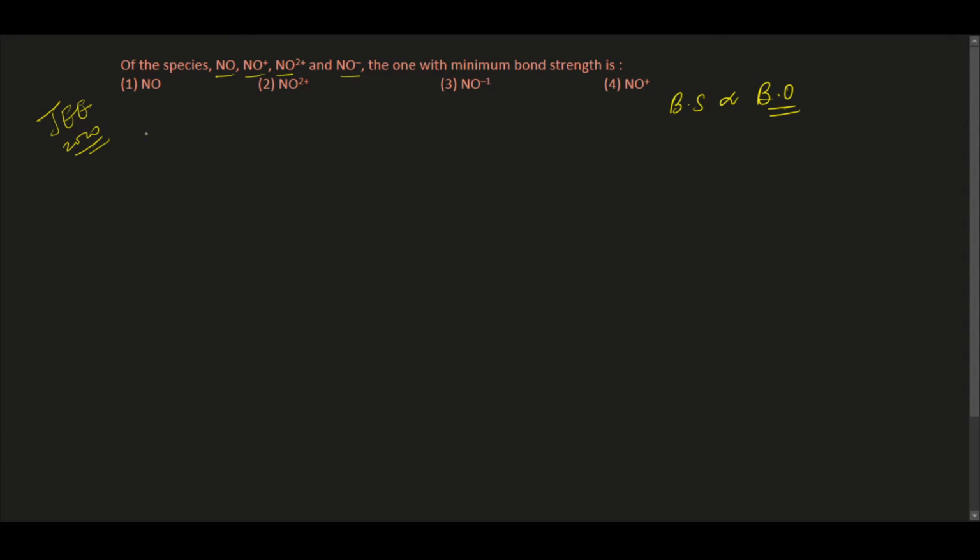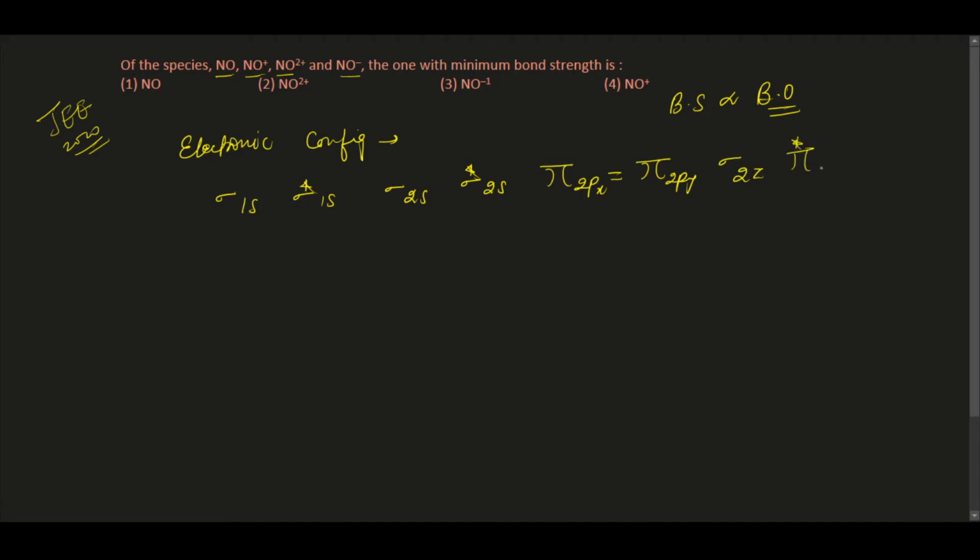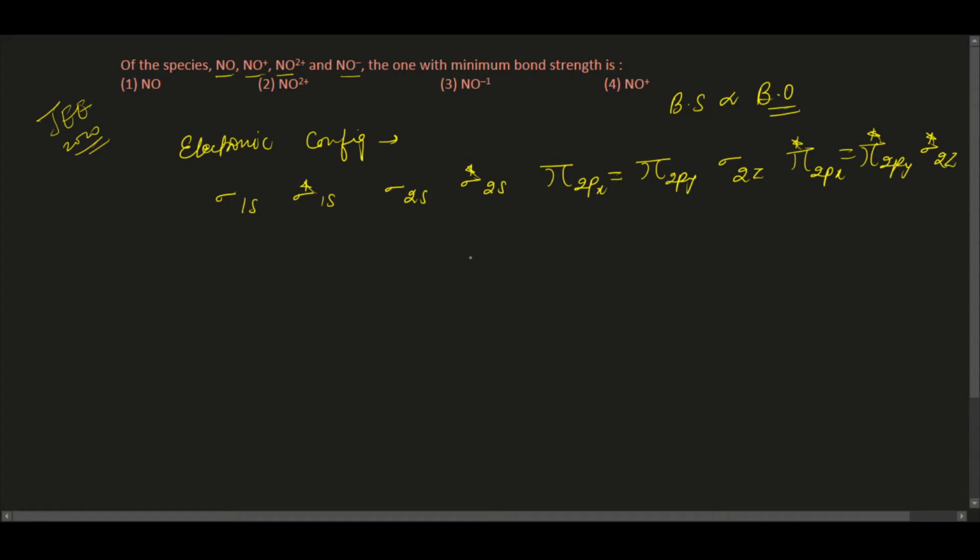All those species are starting with nitrogen, and we know that for nitrogen the electronic configuration is something like this: sigma 1s, sigma star 1s, then sigma 2s, and then sigma star 2s, and then pi 2px equals pi 2py, and then sigma 2pz, and then pi star 2px equals pi star 2py, and sigma star 2pz. So the electronic configuration is something like that.